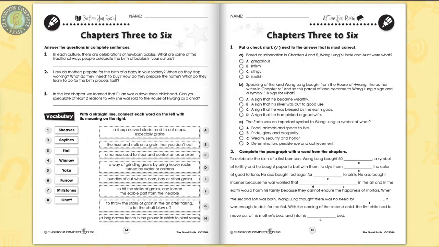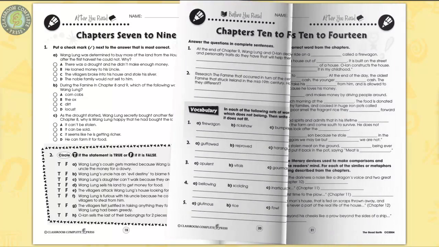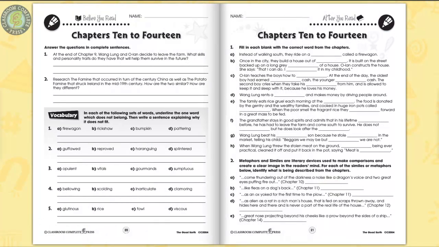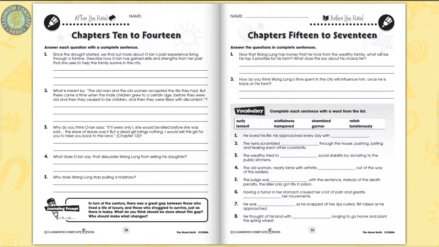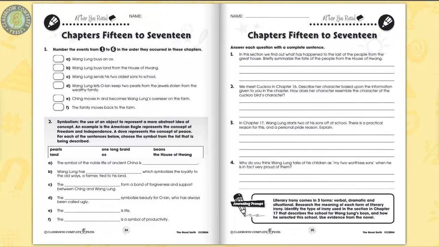Set the tone by brainstorming the traditional ways people celebrate the birth of babies. Analyze the actions of Wang Lung's uncle to describe his true character. Identify what is being described from the metaphors and similes in the text. Understand key vocabulary words prior to reading with fill-in-the-blank paragraphs. Research the meaning of each form of literary irony, then identify the type of irony used in the novel.